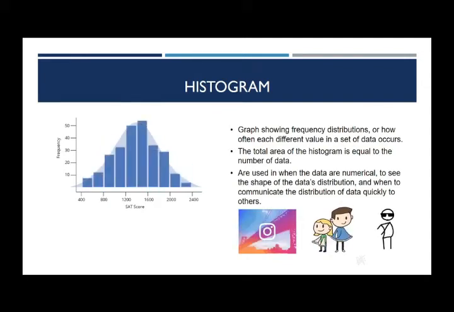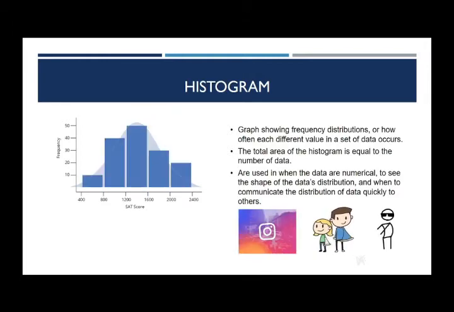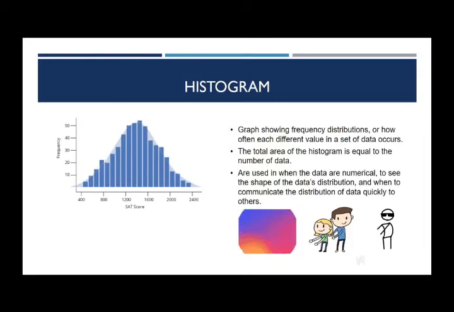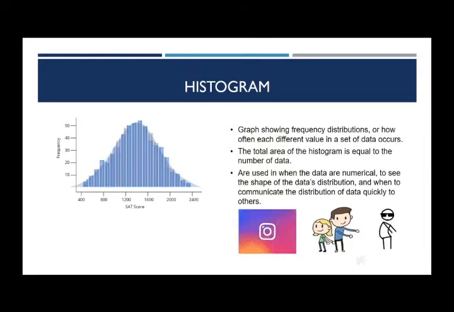Histograms are used when the data are numerical, to see the shape of the data's distribution, and to communicate the distribution of data quickly to others. Histogram is not an Instagram.